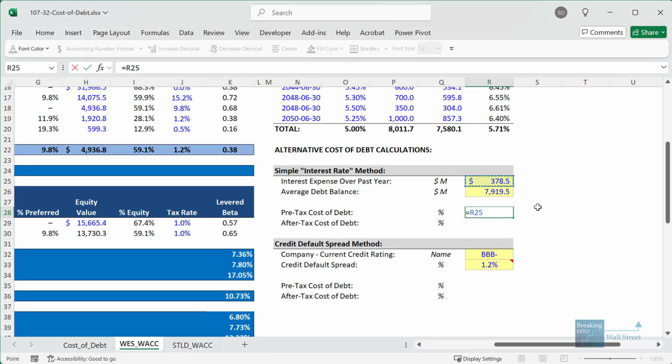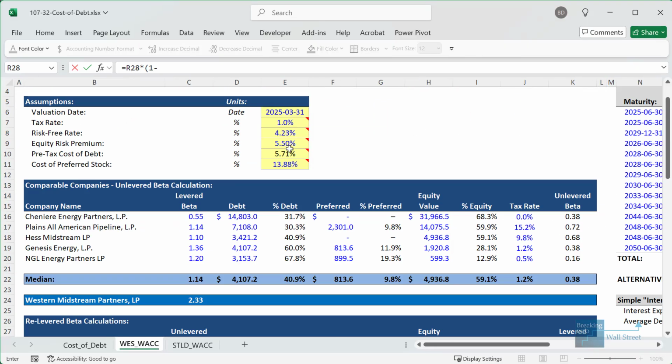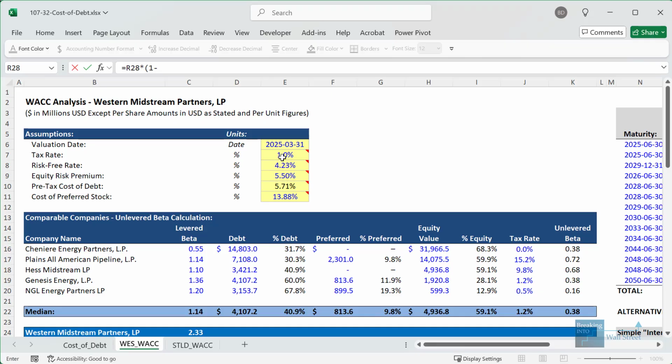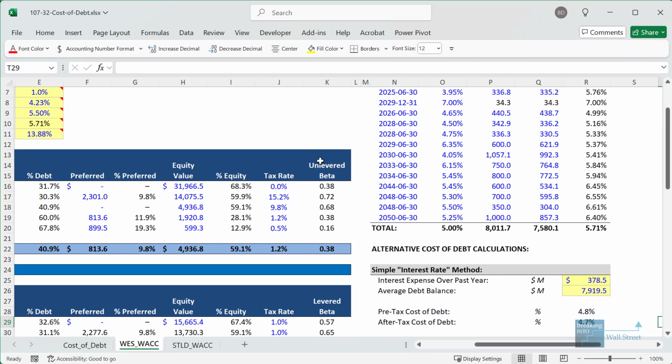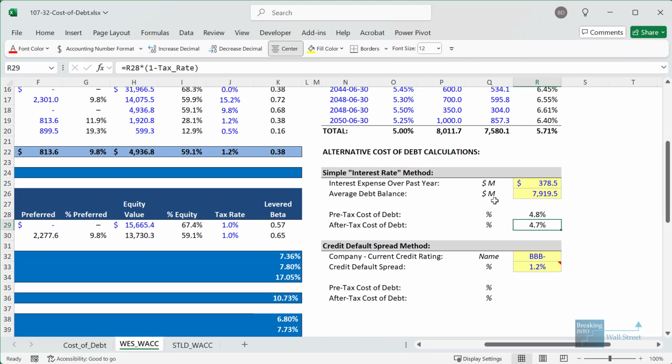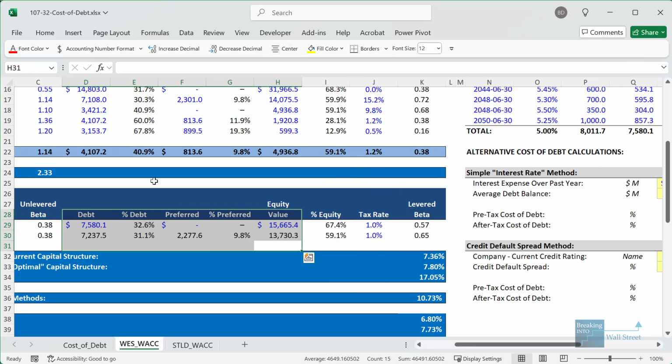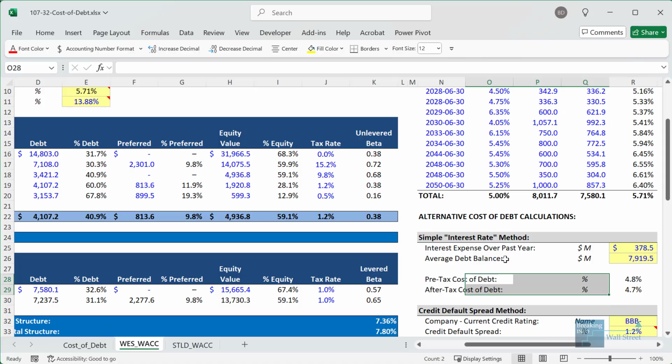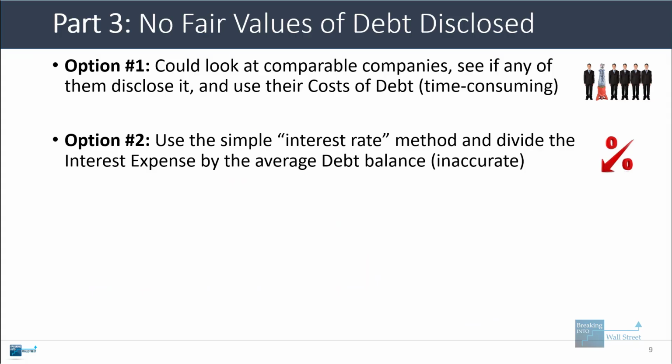And so if we take this and divide, we do get to 4.8%, and then we can multiply by 1 minus the tax rate to get our after-tax cost right here. The tax rate is only 1% because it's an MLP. So this is certainly an option, but as you can see, 4.8% versus 5.7% actually can make a pretty decent difference, especially for a company like this where in their capital structure, they might be using 30 or 40% debt. So we don't think this is the ideal method, but it certainly is an option.